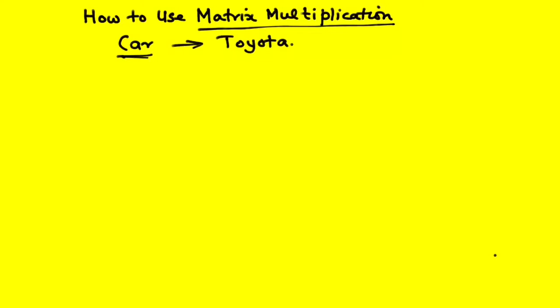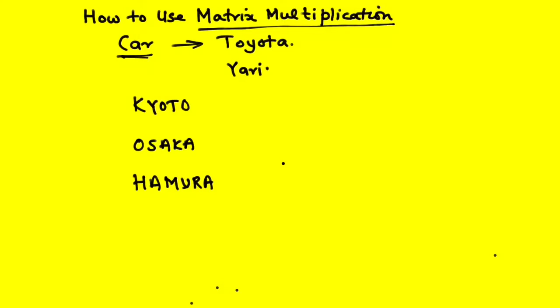manufacturing cars. One is in Kyoto, Osaka, and Hamura. So these are three different places where cars are manufactured, and assume that we take three different models, say Yaris, Corolla, and Camry.